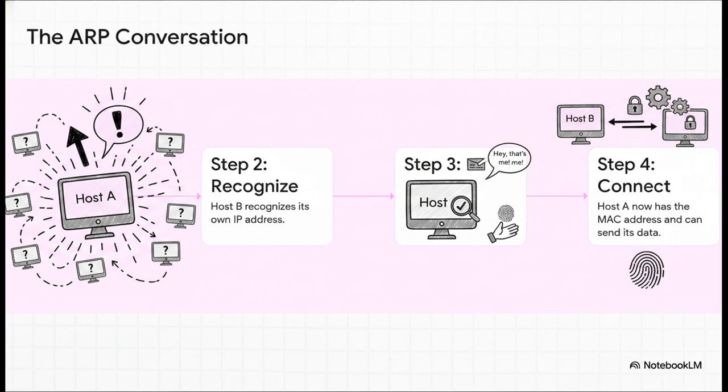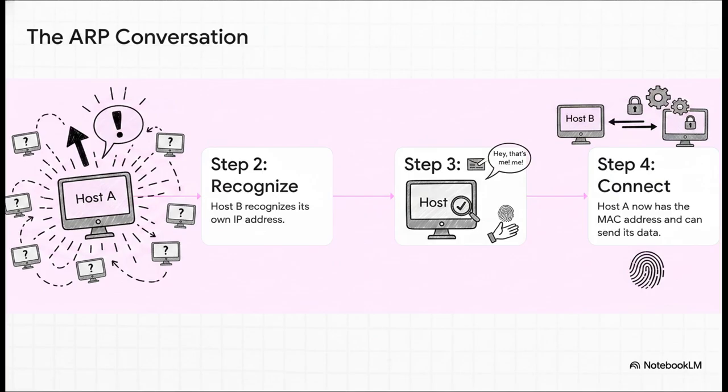Now, in step 2, everyone in the office hears this, but only one computer, host B, goes, "Oh, hey, that's me." Everyone else, they just ignore the shout and get back to work. And this leads to step 3, the reply. Host B is smart. It doesn't stand up and shout back to the whole office. That would just create more noise. Instead, it replies privately directly to host A and says, "That's me. Here's my MAC address, my exact desk location."